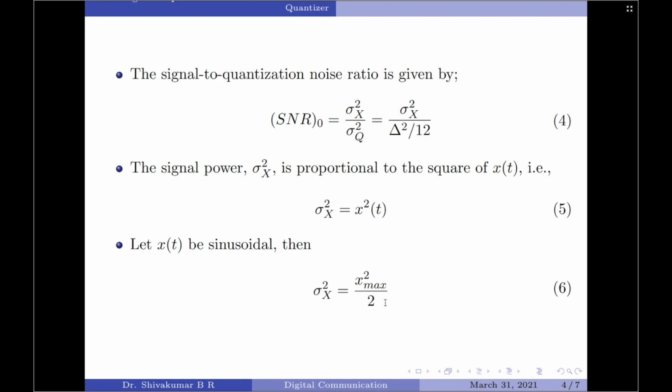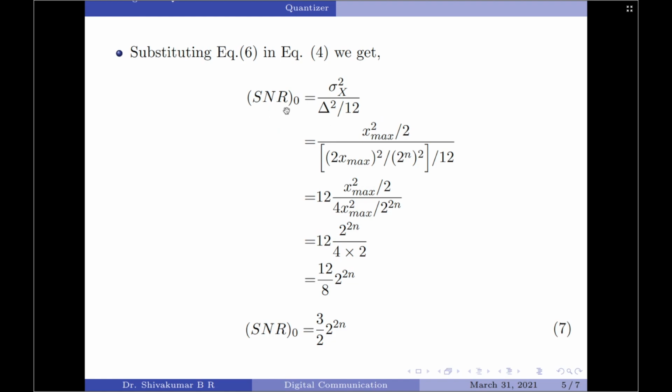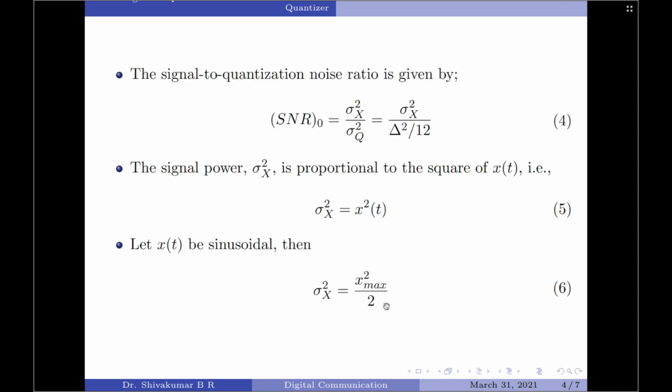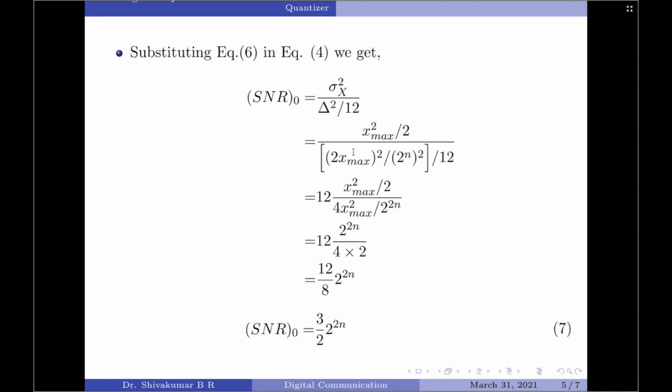So we will now substitute for sigma x square as well as delta into equation 4 and simplify, which is given here. So SNR output equals sigma x square divided by delta square by 12. Sigma x square, as we know from equation 6, is x max square divided by 2. We will place it here first. Then we are going to take the value of delta and write it here. So we have the square for the delta as well.